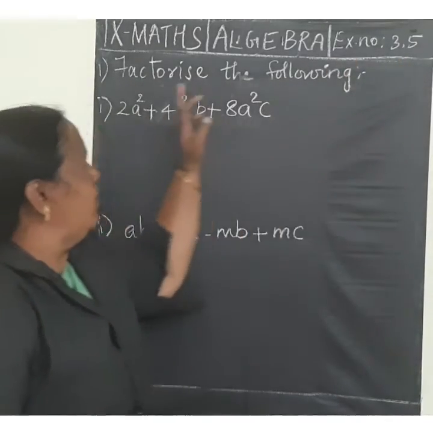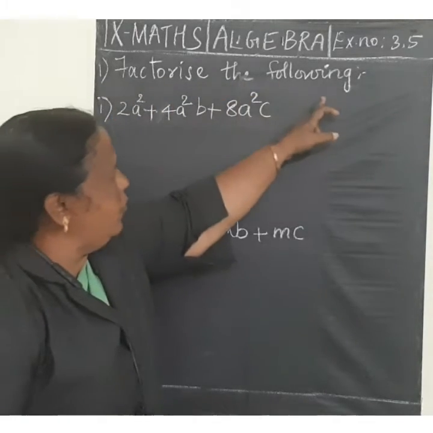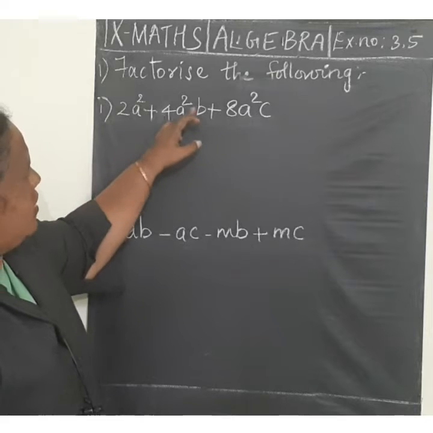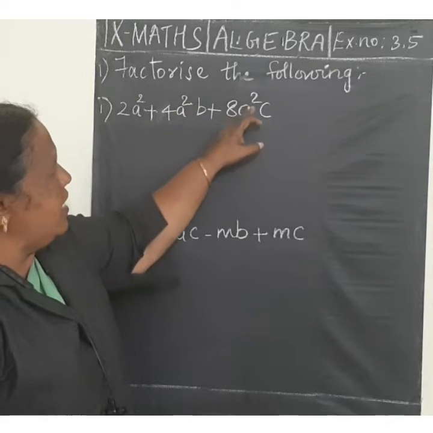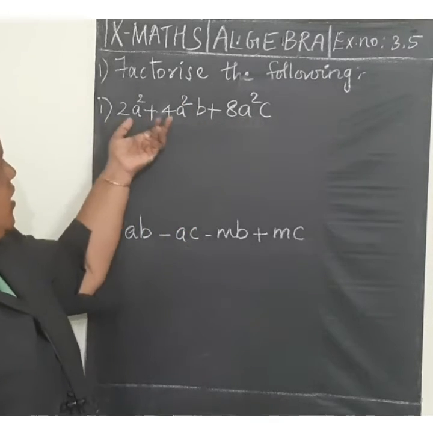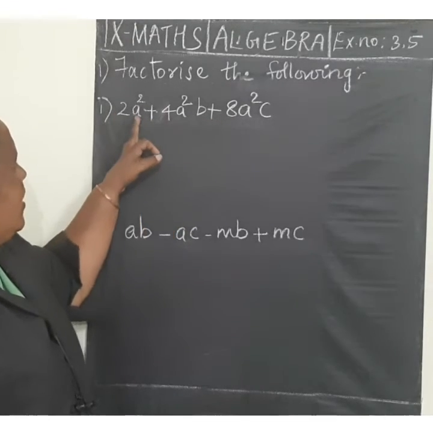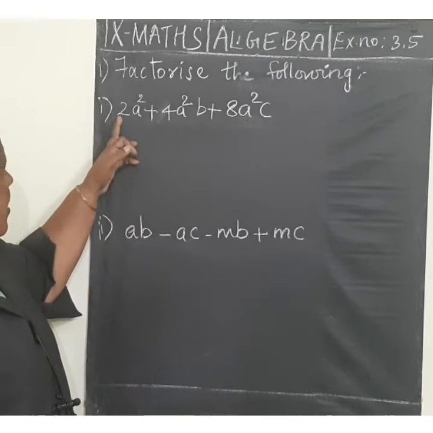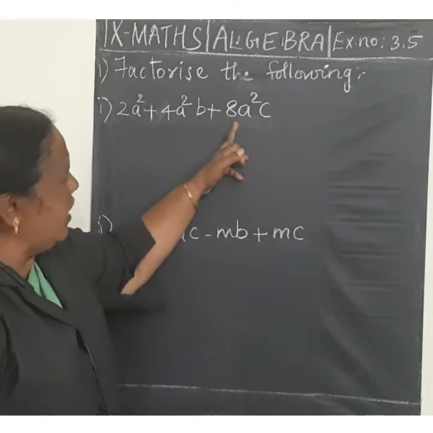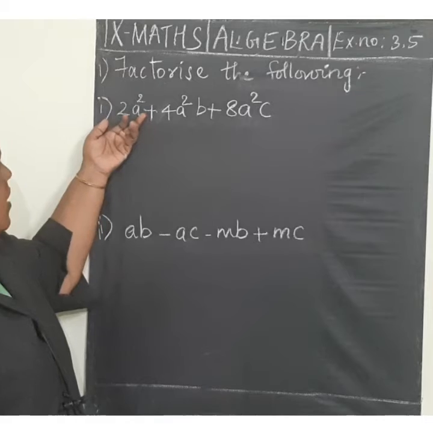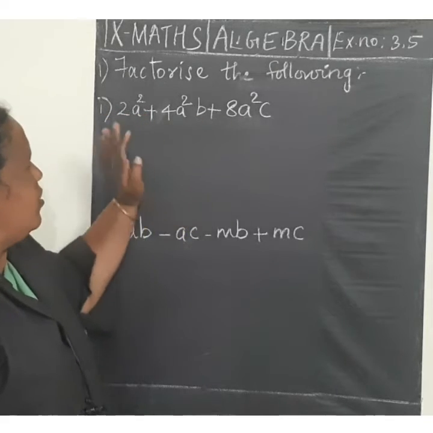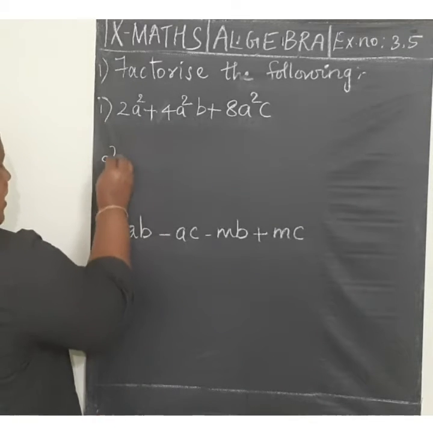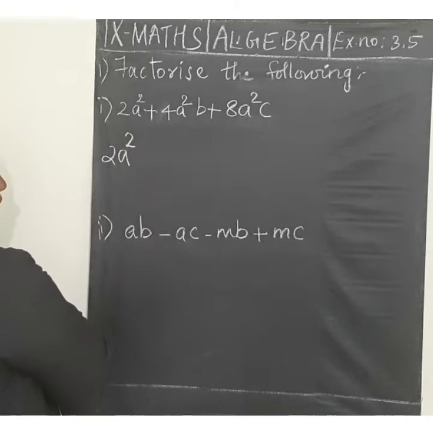Exercise 3.5. First sum, factorize the following. In the first subdivision, 2a square plus 4a square b plus 8a square c. In these three terms, the common term is a square in all of them. Then we see the numbers: here 2, here 4, here 8. The 4 and 8 come in the 2 table. So in these three we can take 2a squared as a common factor.